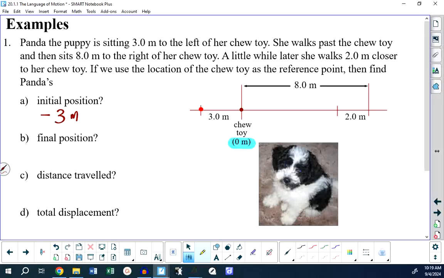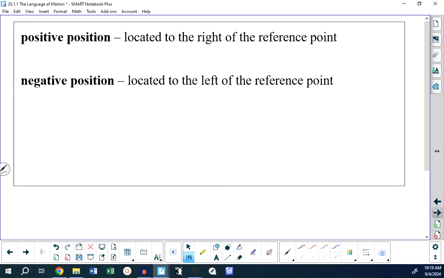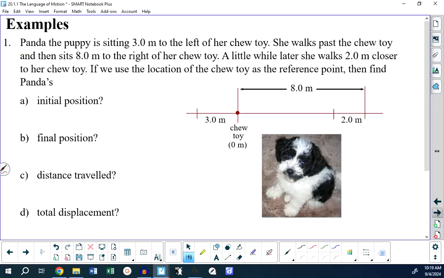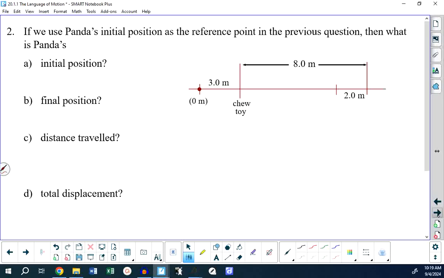Now, I want to maybe just jump ahead here a little bit. So, you don't need to worry about writing anything else, but if I were to jump ahead to example 2, and you don't have to. There's example 1 right there on the screen. If you look at example 2, what if we use this point as the reference point? That's what example 2 is saying. Well, what that means is that Panda's initial position under these circumstances is 0, isn't it?